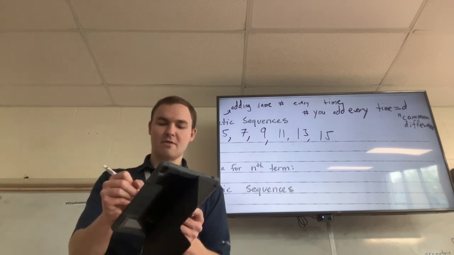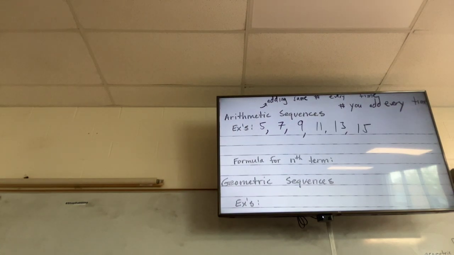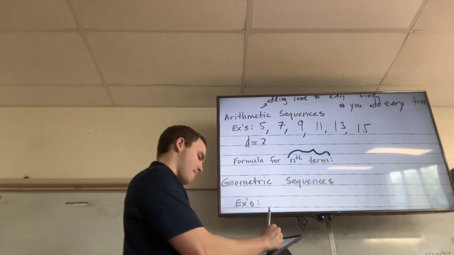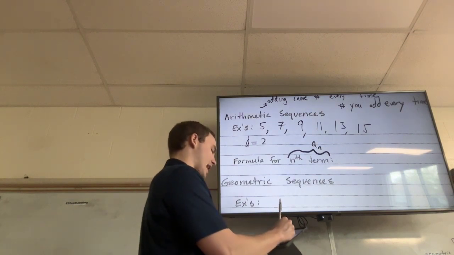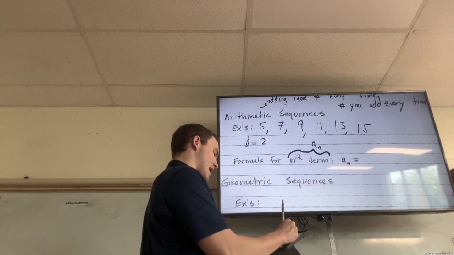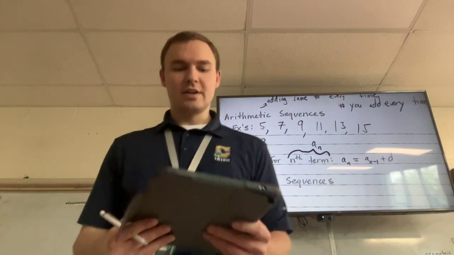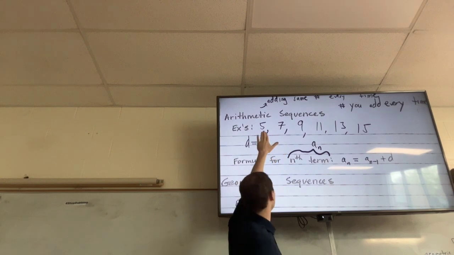So what's my D here? What's the D equal to here? 2. Okay. The formula for the nth term, we call that a sub n. Formula for the nth term is a sub n equals a sub n minus 1, so the previous term, plus d. So here, to find the second term, I go to the first term and I add 2.